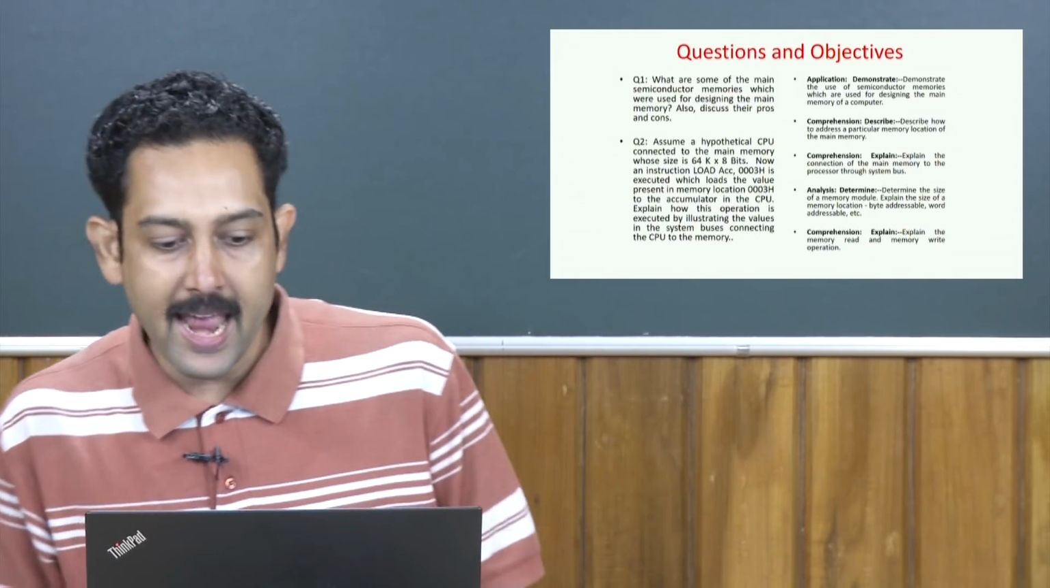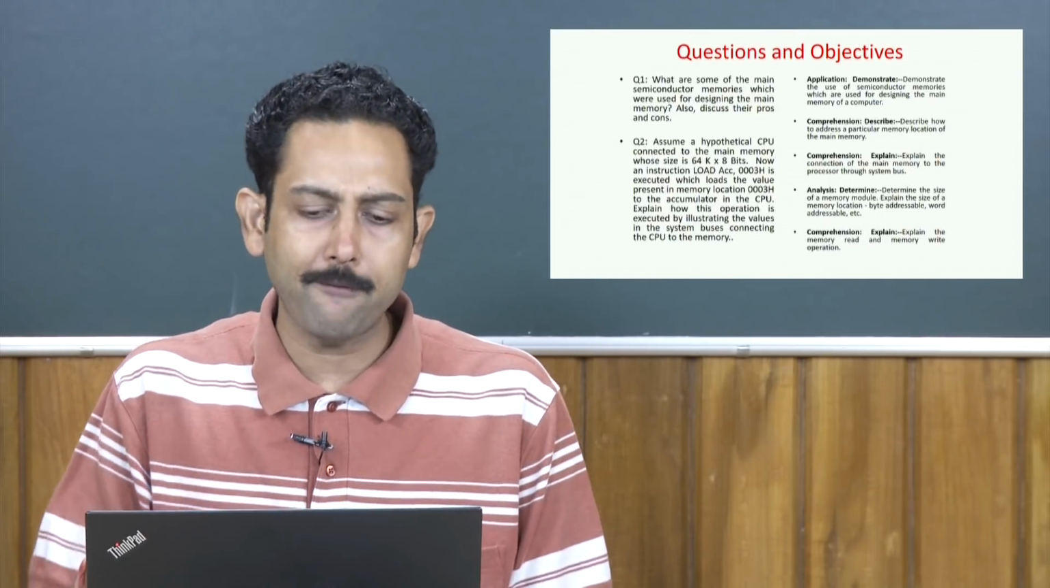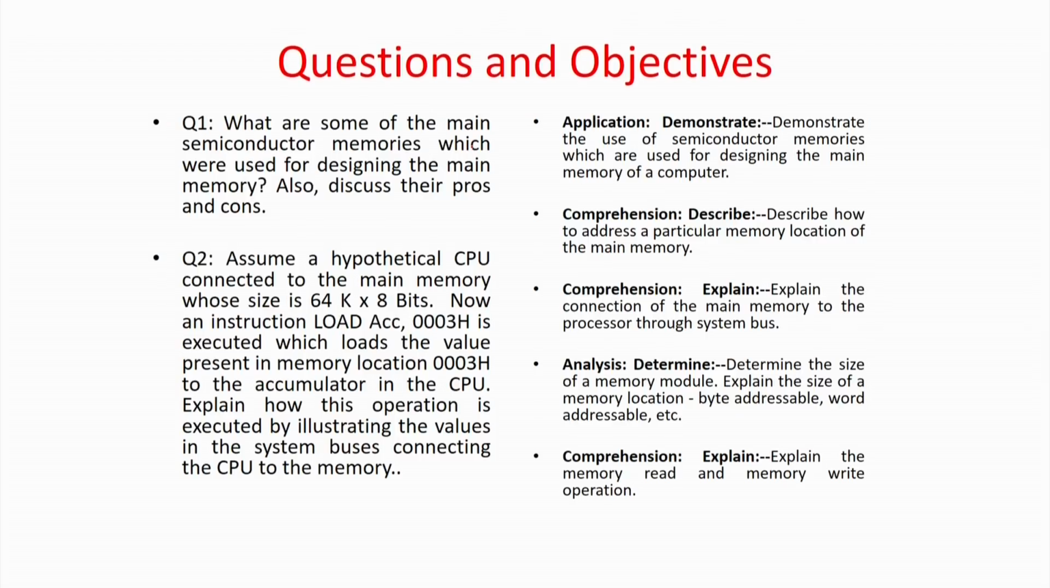Towards the end, if we look at the questions and objectives, there are just 4 questions put over here, and we can see that they will meet the objectives. The first question is what are some of the main semiconductor memories used, and discuss the pros and cons. Like we have RAM, we have registers, we have DDR RAM. Of course, it will cover the objective where we are able to demonstrate the use of semiconductor memories which are used in the main computer. If you are able to answer the question, this objective will be satisfied.